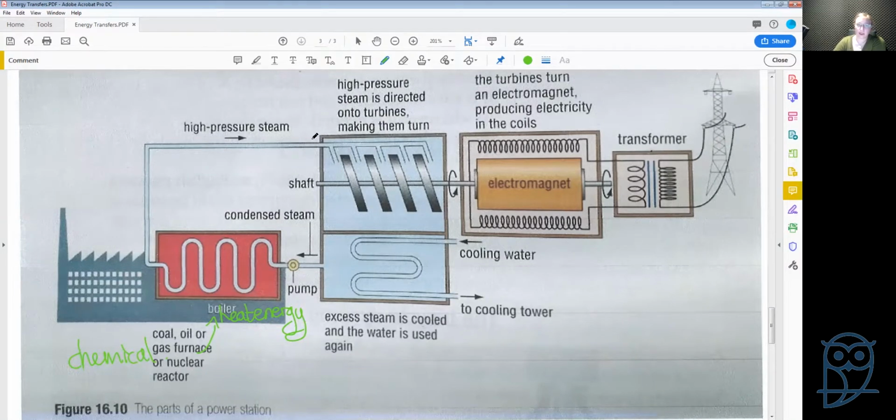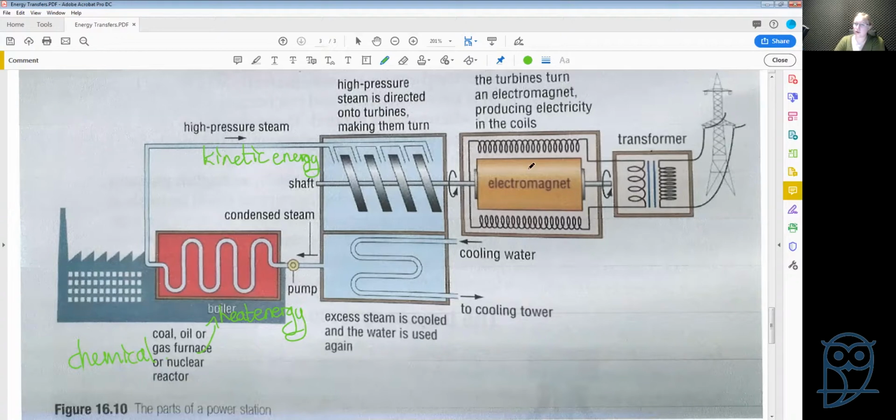So here we have heat. So here we've got heat energy. Here our steam is moving. So here it's turned into kinetic energy. Here it turns these, which turns it into some more different kinds of kinetic energy.